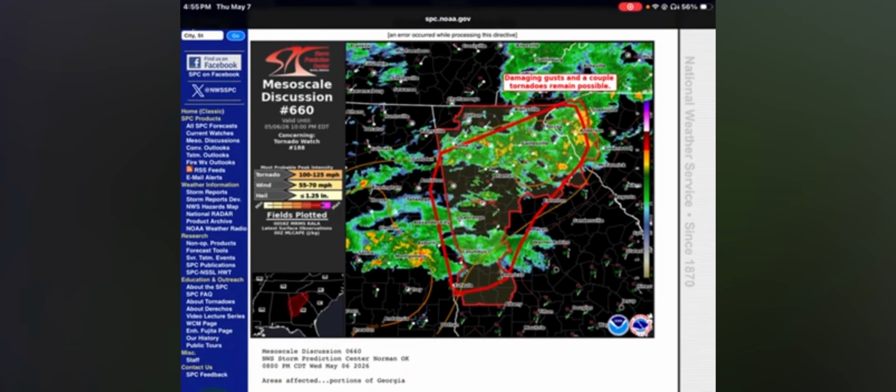Again, this is also a very simple graphic here. We're kind of coming to an end a little bit here. Fields plotted: radar, surface observations, and the available energy. Mesoscale discussion number 660. Portions of Georgia. Tornado watch number 188.